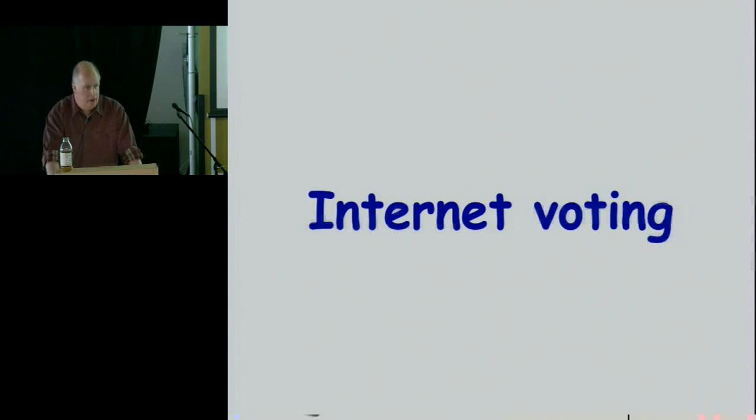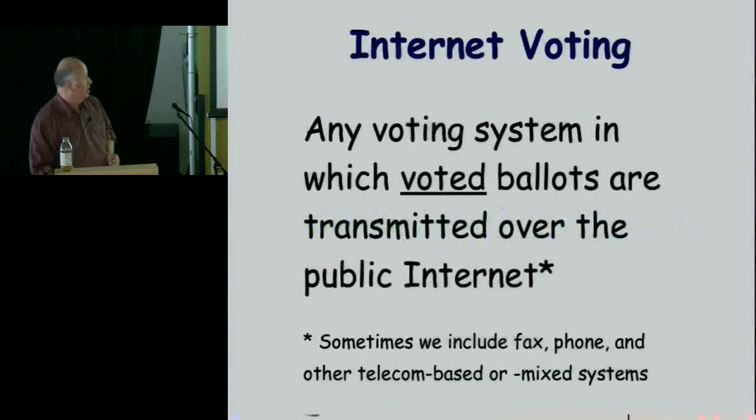Let me move on to internet voting now, because this is the hot topic this year. It comes in waves every 2 or 4 years, of course. I first got involved in it in 1999, 2000, when I wrote a report for the Secretary of State of California recommending against internet voting in those days. The case has only gotten much stronger since then. By internet voting, I mean any voting system in which voted ballots are transmitted over the public internet. Sometimes we include fax and telephone and other telecom-based or mixed systems as well. But if voted ballots are transmitted electronically over a network, I call that internet voting.